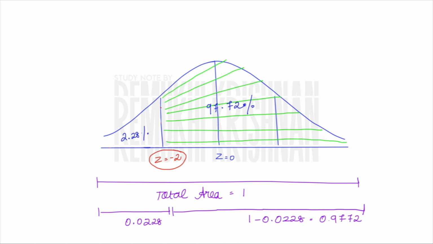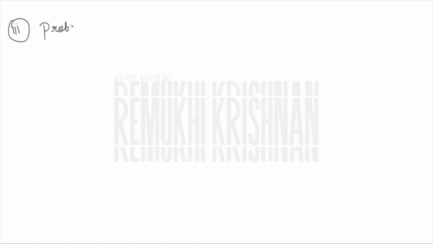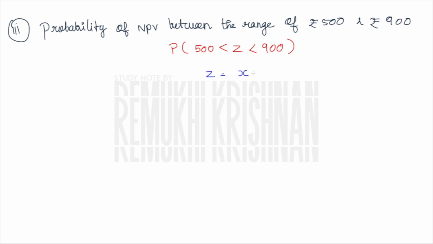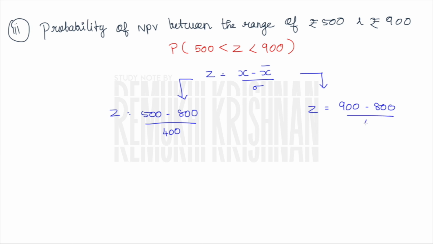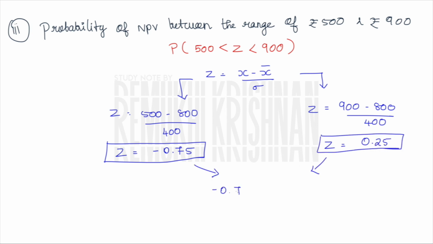So let us move on to the third subdivision where we are going to find our probability of net present value between the range of rupees 500 and rupees 900. Yeah, again I have to find my z value, but this time, since I am having two x values, one for 500 and another one for 900, I have to find the z score twice. So z is equal to 500 minus 800 divided by 400, and z is equal to 900 minus 800 divided by 400. So my z score comes to be negative 0.75, and here my z comes to be 0.25. Okay, so that is z is greater than negative 0.75 and z is less than 0.25.